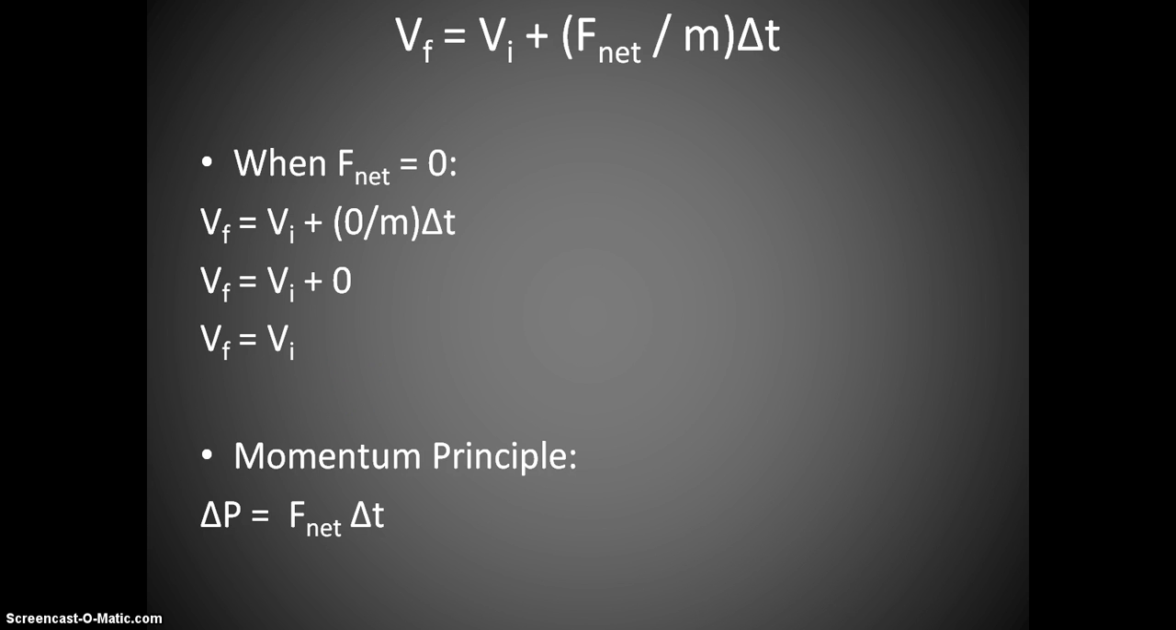This is consistent with the momentum principle, which states that delta p, the change in momentum, is equal to F net times delta t. Similarly to Newton's second law, when F net equals 0, delta p will always equal 0. There will never be a change in momentum.